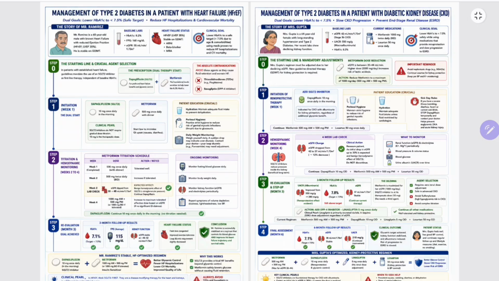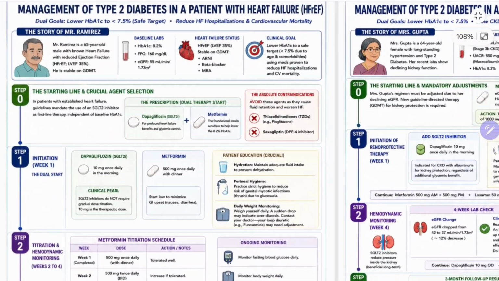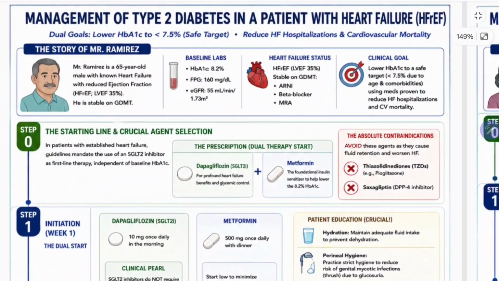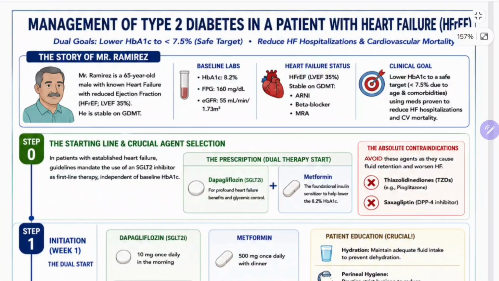Now coming to a third case. Okay, so this case is practical. It is a patient of type 2 diabetes mellitus with heart failure. Now how will you manage this patient? So that was MI actually. So in MI, the target should be less than 7.5%, but they have given 7%.